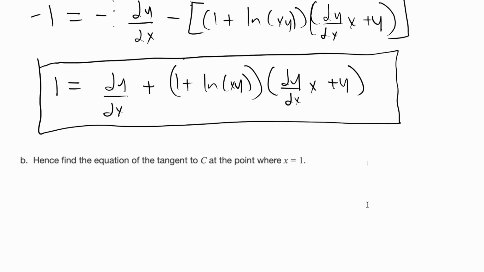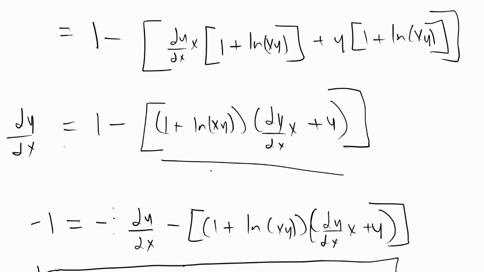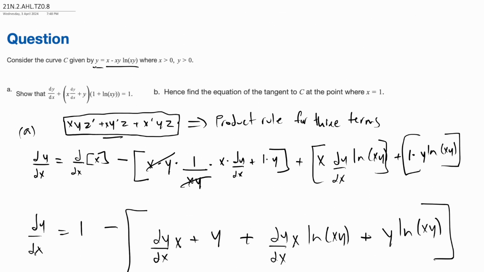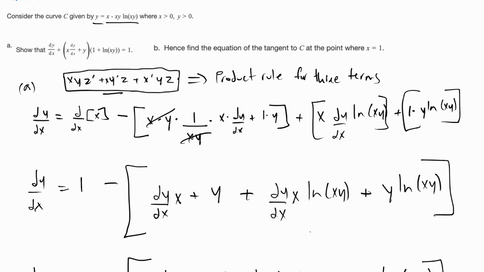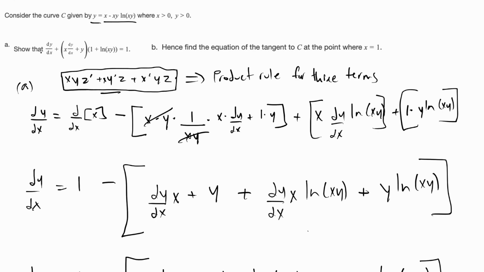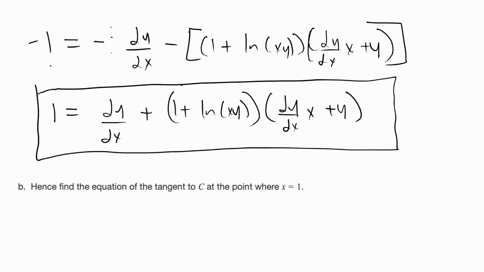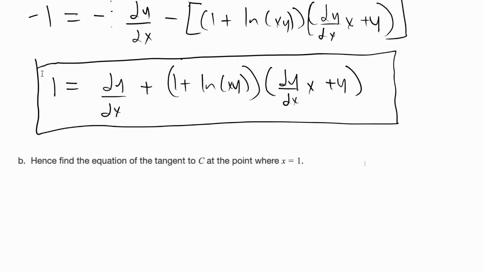Part B. Hence, find the equation of the tangent to C at the point where x is equal to 1. Well, in this case, right, when we differentiate this y is equal to x minus xy ln xy, when you differentiate that, the term dy by dx is the tangent of this equation. But as you can see in our proof, the dy by dx is not isolated. We need to isolate this dy by dx, meaning we need dy by dx is equal to some term. Now, how do we do that? How do we get it that way?